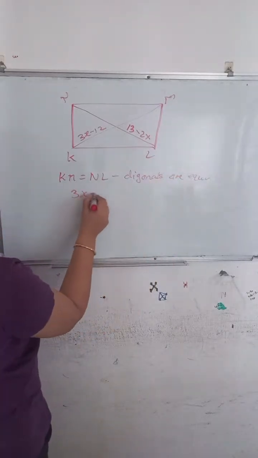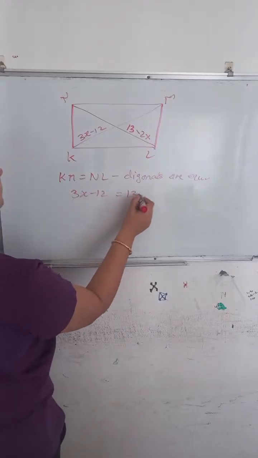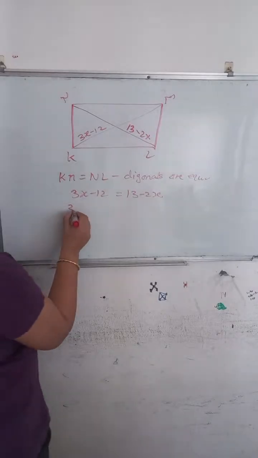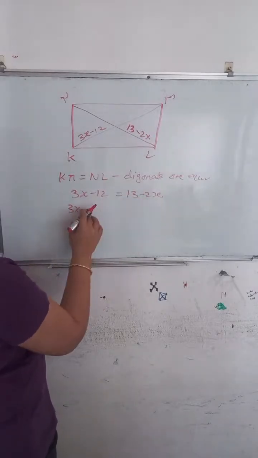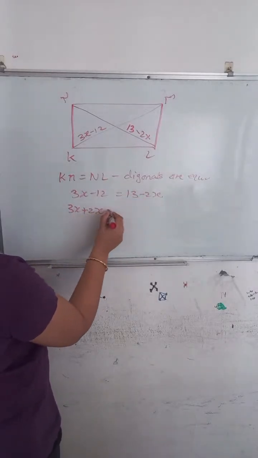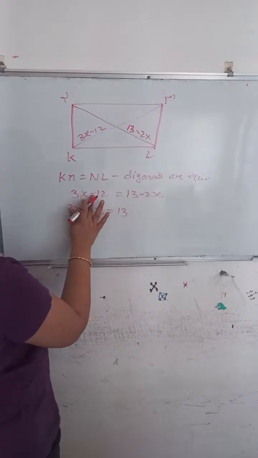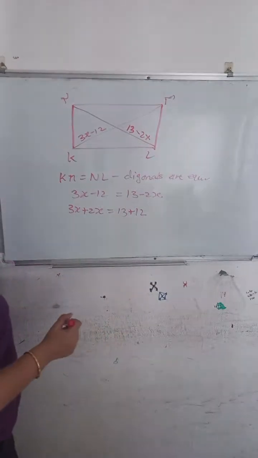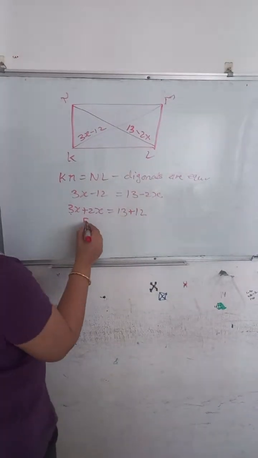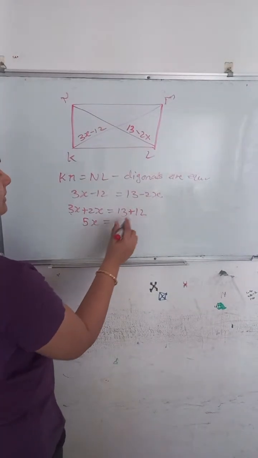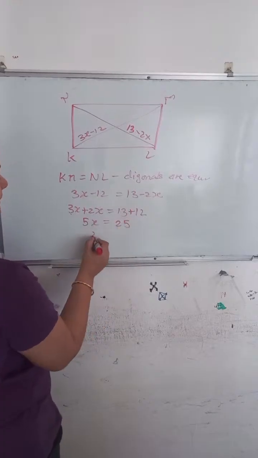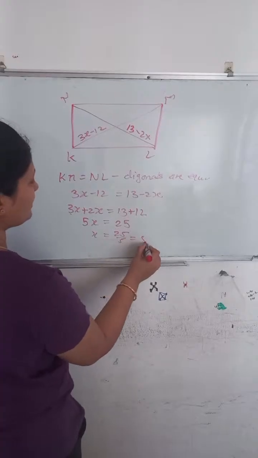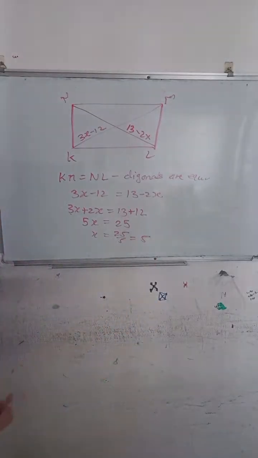So here 3x minus 12 is equal to 13 minus 2x. This is 3x. Bring this 2x over here, it will become plus 2x. 13, and this minus 12, when you transpose to the right side, it will become plus 12. 3 plus 2 is 5x. 13 plus 12 is 25. Then x is 25 by 5, which is 5. The value of x is 5.